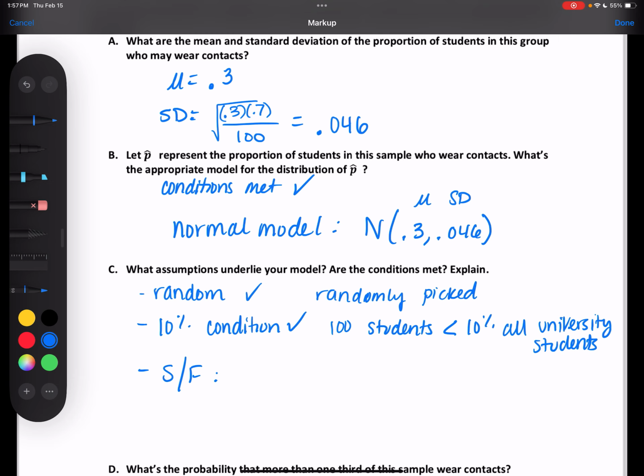Success failure, we said that was met because np is greater than or equal to 10, nq is greater than or equal to 10.